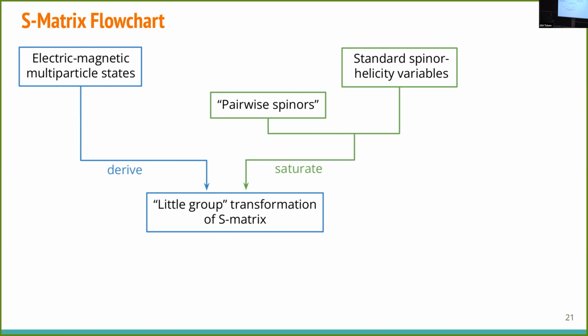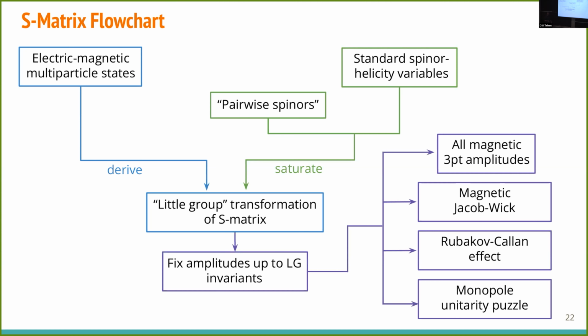Again, just to recap, we're going to show how, given the identity of the scattering particles, to know what their little group transformation is. Then we'll define the Lego blocks that we can connect together to construct an S matrix that has the right transformation rule, and that will enable us to fix amplitudes up to little group invariance. In this way, we'll be able to fix all 3-point amplitudes, write down the partial wave decomposition for 2 to 2 scattering, and also address the Rubakov-Callan effect, and perhaps the monopole unitarity puzzle if we have time.